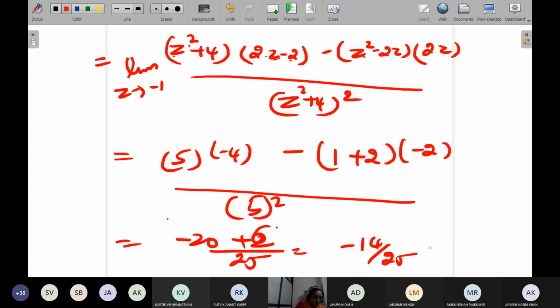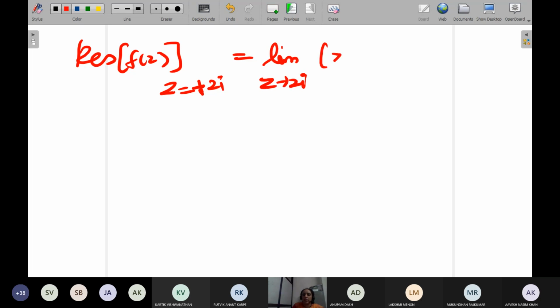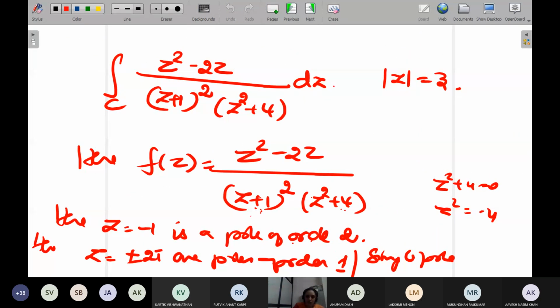You all understood here? Okay, come to the next part. Next we have to find the residue of the function f of z at z equal to plus or minus 2i. So we will take plus 2i. It is a pole of order 1, a simple pole. So limit z tends to 2i of (z minus 2i) into f of z. What is my f of z? f of z is z square minus 2z.